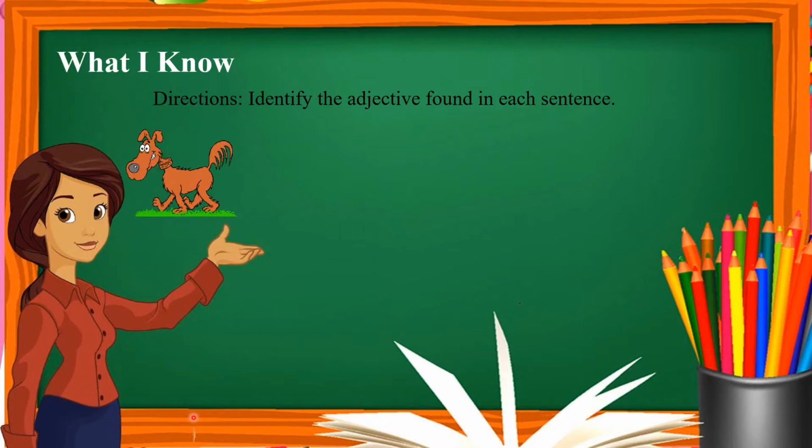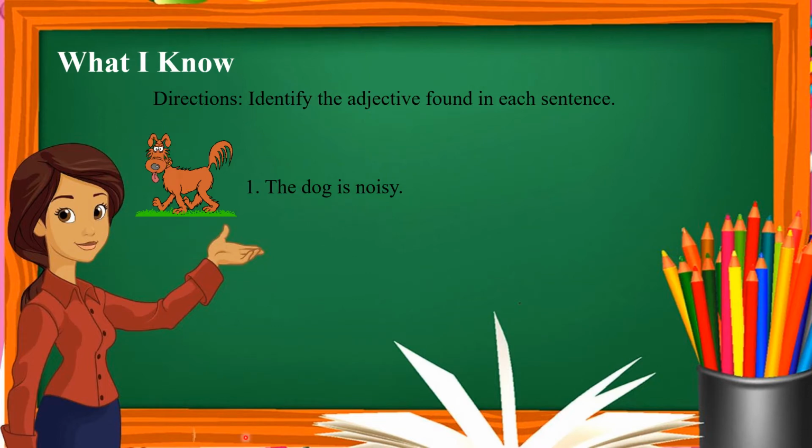Look at the dog. What can you say about the dog? Yes, barking. The dog is barking. Barking is not an adjective. It is a verb, right? Okay, here. The dog is noisy. Do you agree? Yes, the dog is noisy. Now, what is the adjective in the sentence? Yes, very good, noisy. What is the word being modified by the word noisy? Yes, the dog. The dog is noisy.